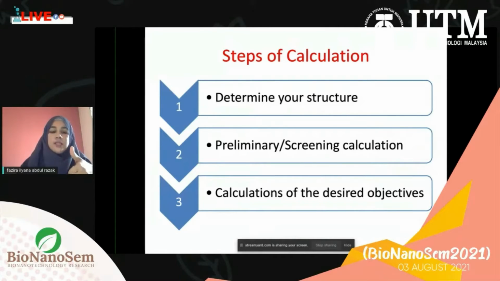After that, you need to do some preliminary or screening calculation. I need to explain this because some of the students I have monitored skip this step number two, which is actually very crucial to prove that your method is acceptable for you to do the third step, which is to calculate the desired objective. I will show how we do this in our work.